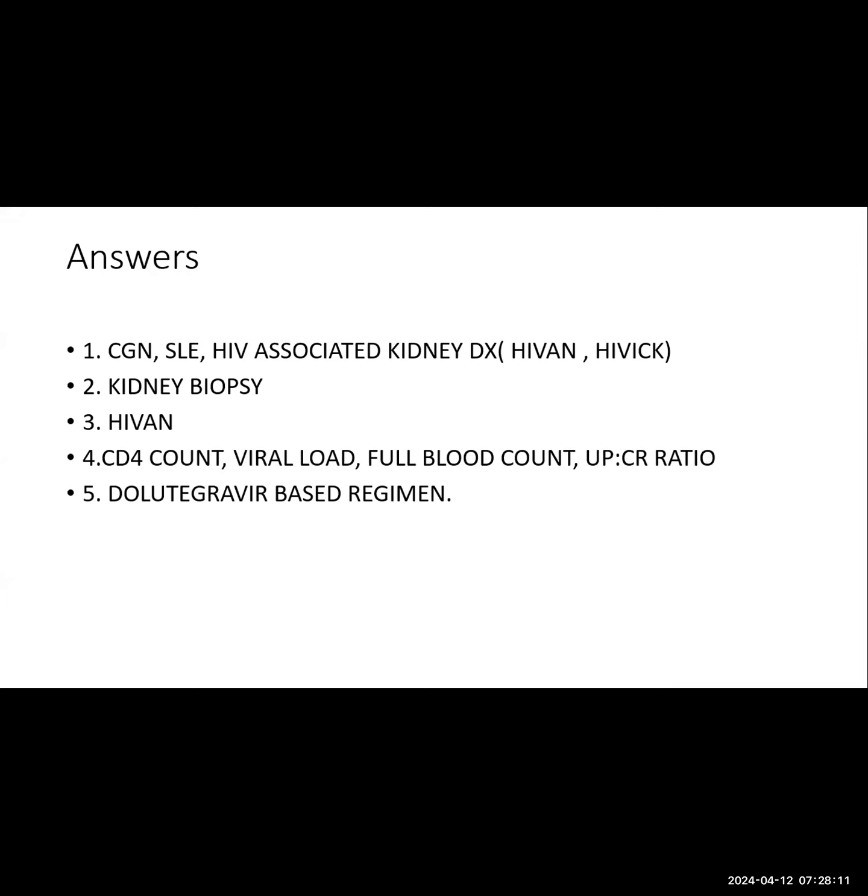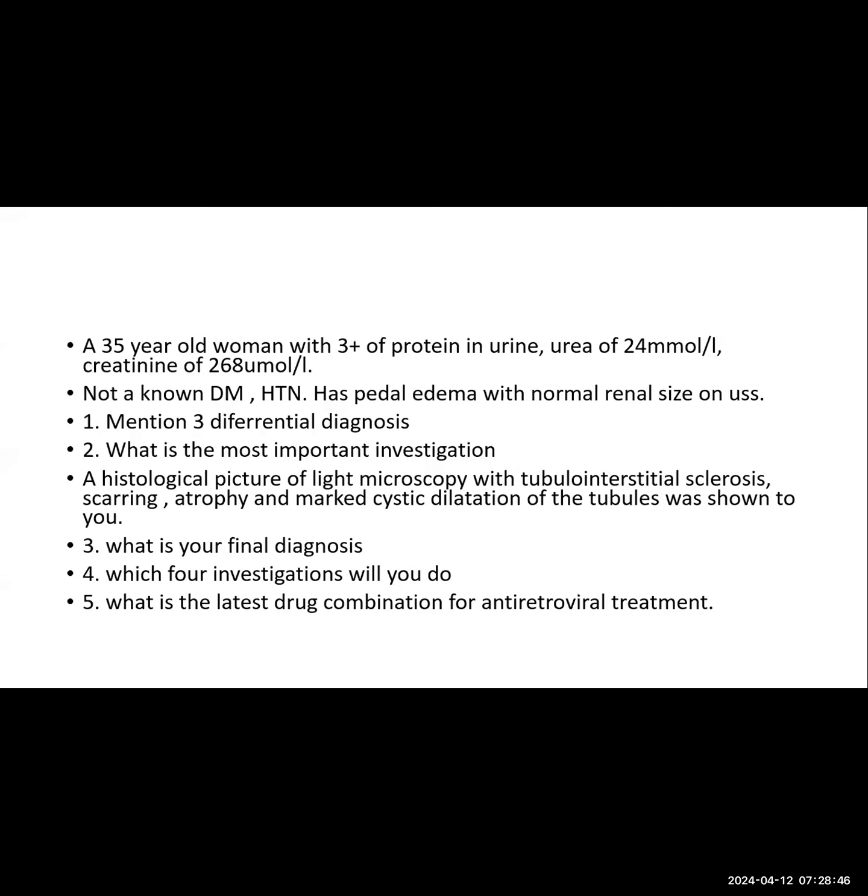In HIVAN, what you usually see is marked cystic dilatation, although you also have the classic collapsing FSGS. So what you usually see in patients with HIVAN is cystic dilatation in the tubules and also collapse of the glomerular tuft. Given the histological picture that was painted, the patient can be seen as having HIV-associated nephropathy.